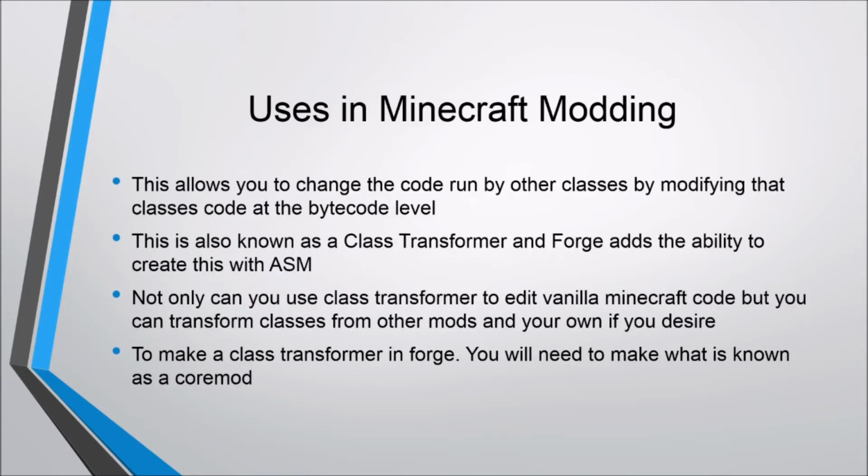Uses in Minecraft modding. This allows you to change the code run by other classes by modifying that class's code at the bytecode level. This is also known as a class transformer, and Forge adds the ability to create this with ASM. Not only can you use class transformers to edit vanilla Minecraft code, but you can transform classes from other mods and your own if you desire. To make a class transformer in Forge, you'll need to make what is known as a core mod.